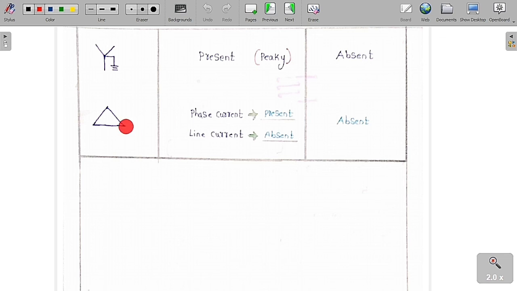Similarly for the delta connection, I have already told you that the line currents will have only the 3n plus or minus 1 harmonics, whereas in the phase currents only 3n harmonics are going to be present. In the line currents only 3n plus or minus 1 harmonics are present, but not the 3n harmonics. So 3n harmonics are absent in the line currents and present only in the phase currents. Phase currents are responsible for the production of the flux.